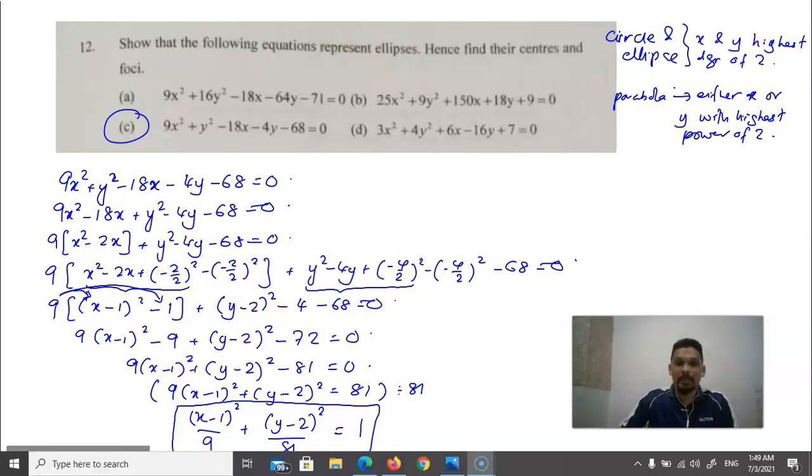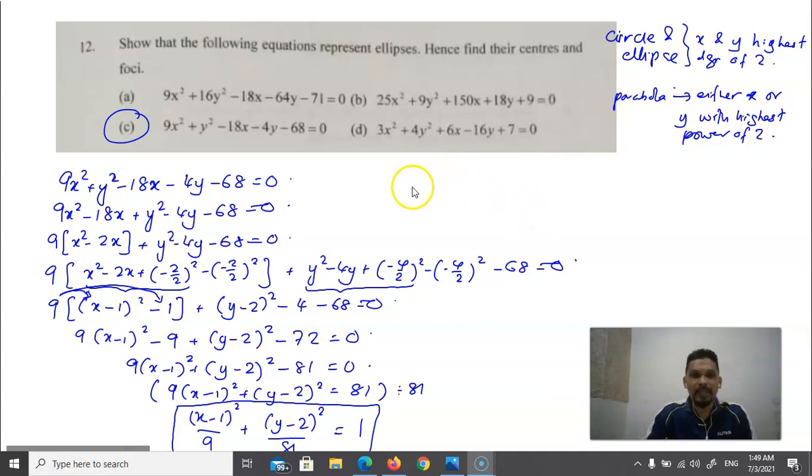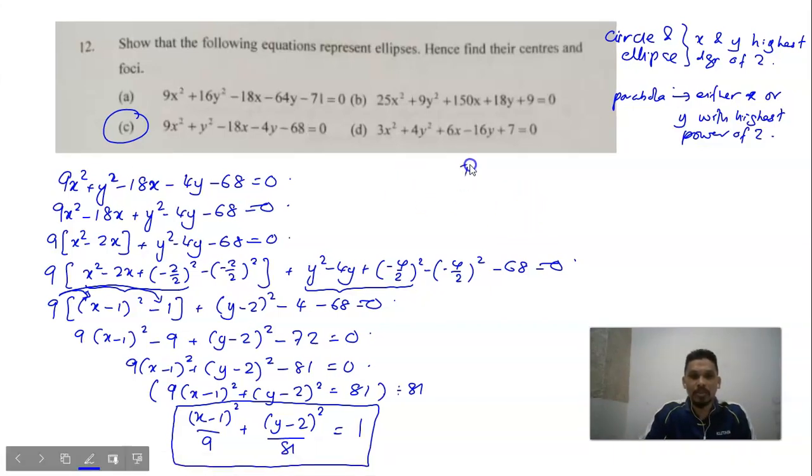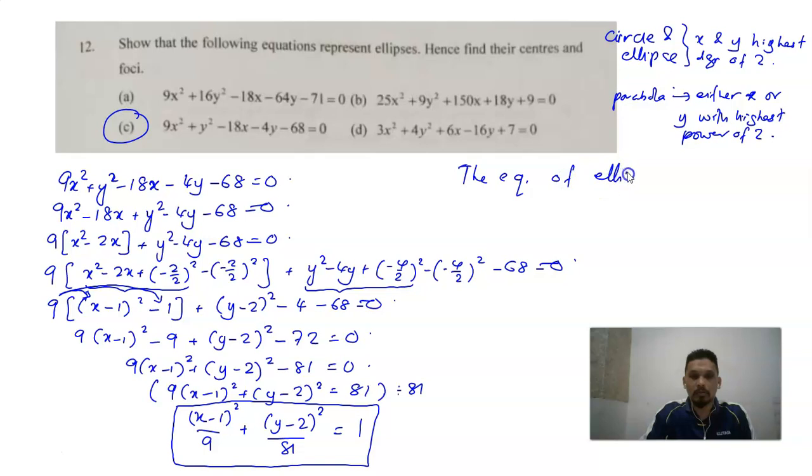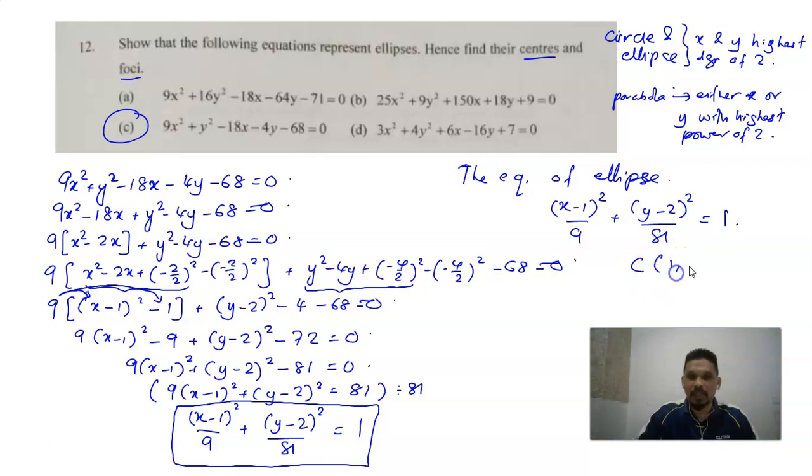Okay, I write here the equation of the ellipse. For question C now, it is x minus 1 squared divided by 9 plus y minus 2 squared divided by 81 equal to 1. Find the center and foci. So now the center of this ellipse is 1 and 2, from B, 1 and 2.